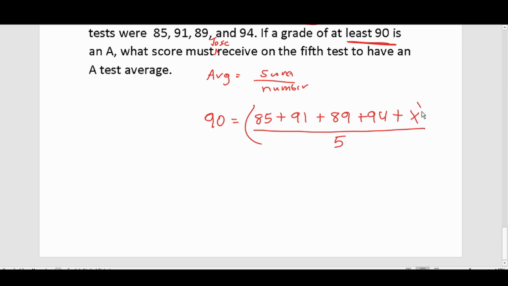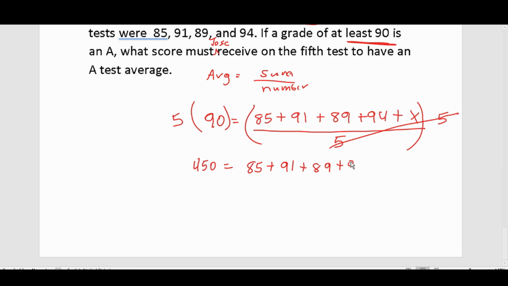The first thing I'm going to do, of course, is multiply both sides by 5. And in so doing, this crosses out. 90 times 5, of course, is 450. Again, 9 times 5 is 45. Just add a 0, 450. So we're left with 85 plus 91 plus 89 plus 94 plus x equals 450. Again, we're solving for x, so the next thing I'm going to do is add up all these numbers right here, excluding the x.